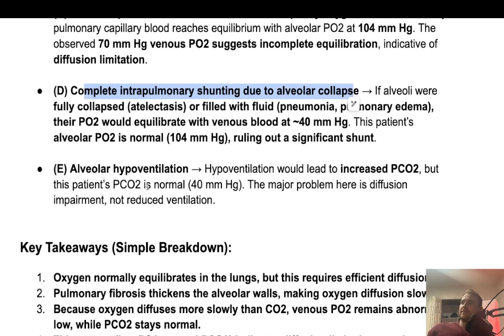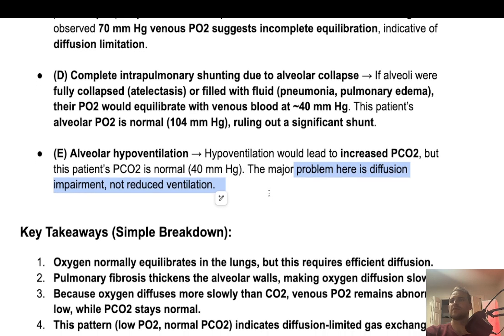Anyways, alveolar hypoventilation. Hypoventilation would lead to an increased PCO2 if you're not breathing a whole bunch, and this is a problem with diffusion impairment, not ventilation, because we know the inspired air is just doing okay.